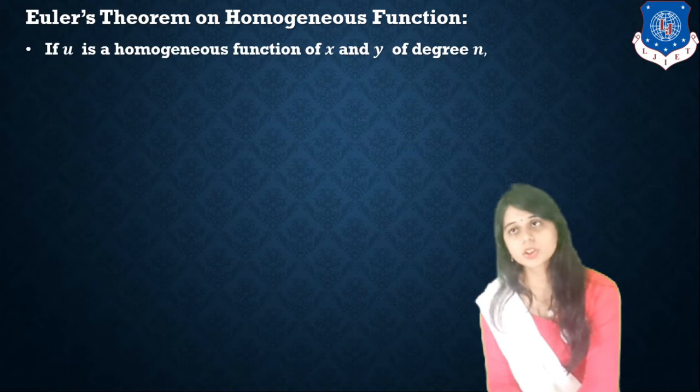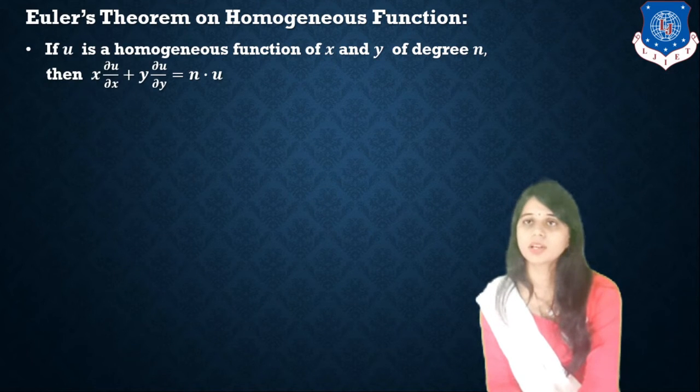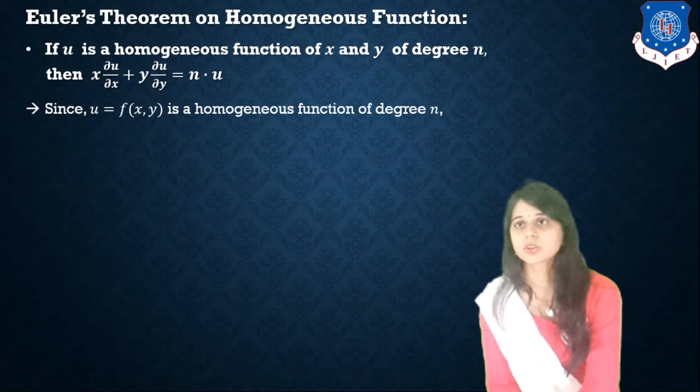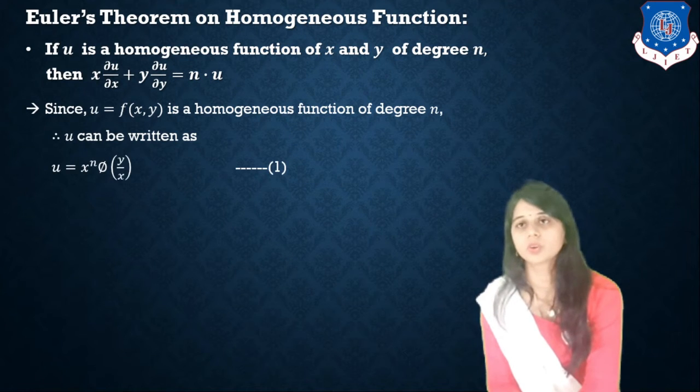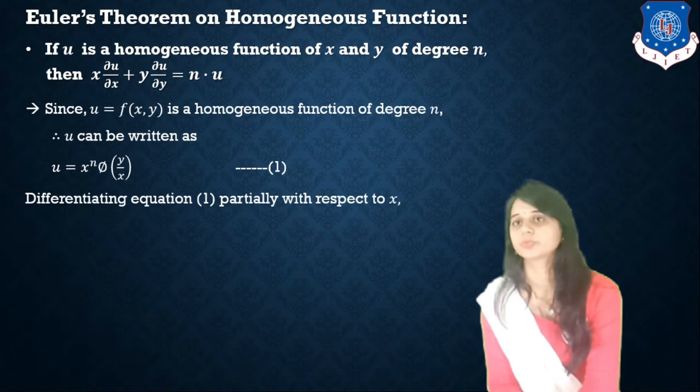If u is a homogeneous function of x and y of degree n, then x del u by del x plus y del u by del y equal to nu. Since u is a homogeneous function of degree n, u can be written as u equal to x raised to n phi y by x, that is our equation 1.